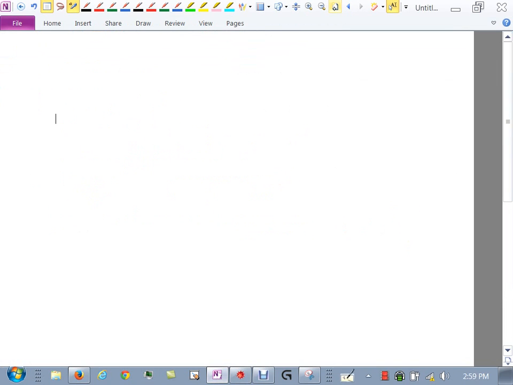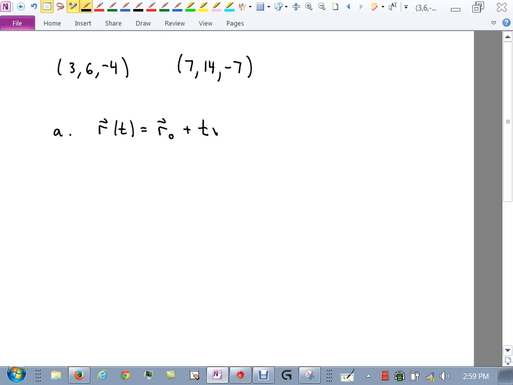So going back to example 2, we had the point 3, 6, negative 4 and the point 7, 14, negative 7. Part A says find the vector equation of this line. The vector equation of any line can be written r of t equals r naught plus tv. Do we know r naught here? What's r naught?